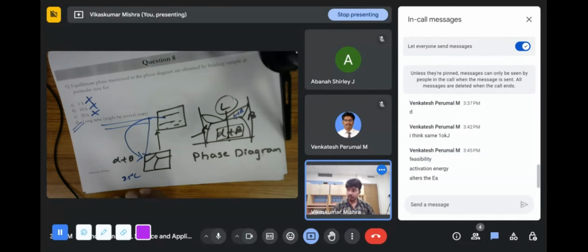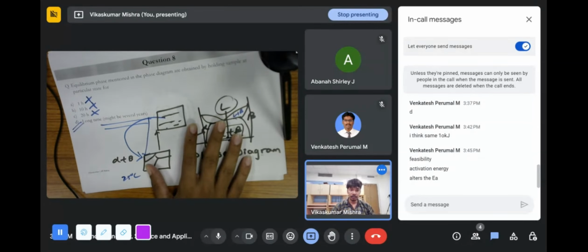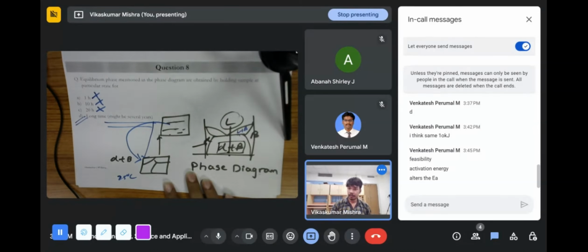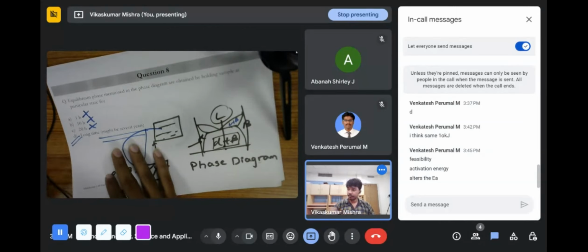Okay, so that's how it is. So this phase diagram takes a lot of time to obtain. Okay, let me know if there is any doubt in this question. Okay, if there is none, let's move to the next question, question number 9.